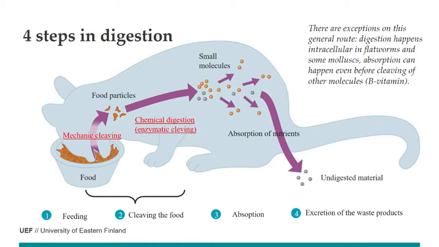So let's have a full view of the digestion. What happens when we have a cat that is eating the food? There is a mechanical cleaving, and so we can swallow some food particles. After that, the cleaving is continued with chemical digestion. These enzymes work to get the molecules smaller, and then these nutrients are absorbed, and then undigested material is excreted.